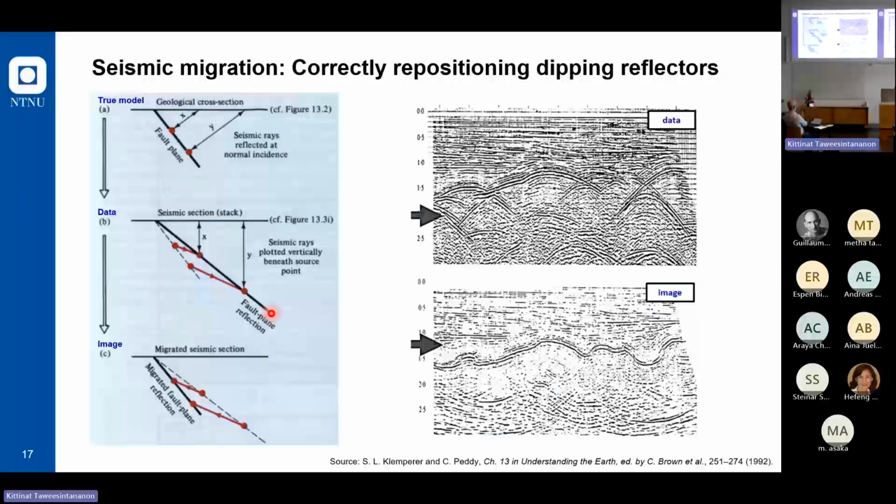So the key concept is to do migration. Migration is to migrate the data into the correct image position. So you need to go back into that image. For example, the top panel on the right here is the data domain, the zero offset data. And you will see that there are some noisy things. It's not the real structure of geology. So you need some migration to create a correct image before you can drill the well or explore more of the subsurface structure.